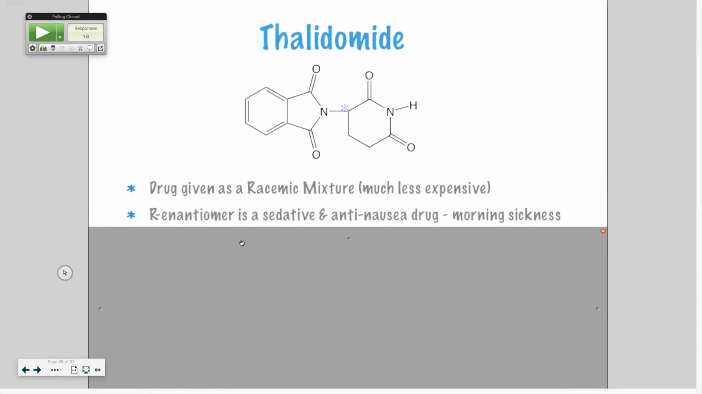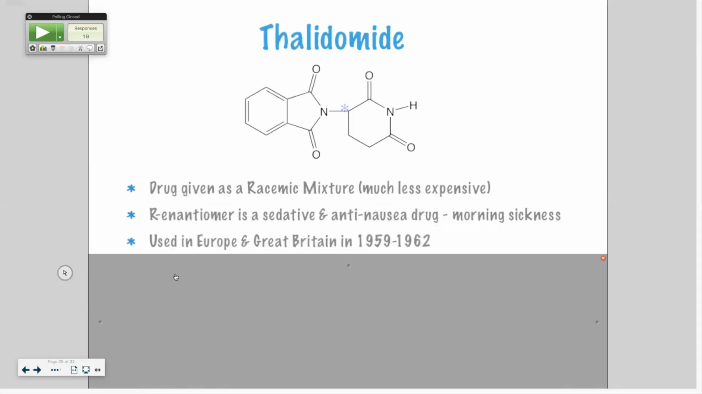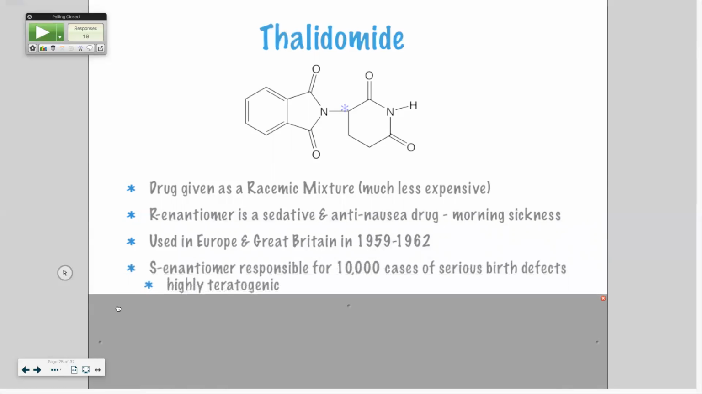The R enantiomer is a sedative. It was used in Europe and Great Britain in 59 to 62. The S enantiomer is responsible for 10,000 cases of serious birth defects. And we are talking birth defects like someone was born with no arms, someone was born with no legs, someone was born without either arms or legs. I mean, really bad birth defects.